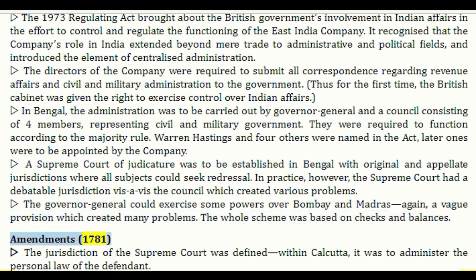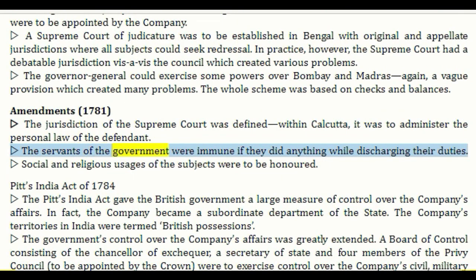Amendments, 1781. The jurisdiction of the Supreme Court was defined. Within Calcutta, it was to administer the personal law of the defendant. The servants of the government were immune if they did anything while discharging their duties. Social and religious usages of the subjects were to be honored.